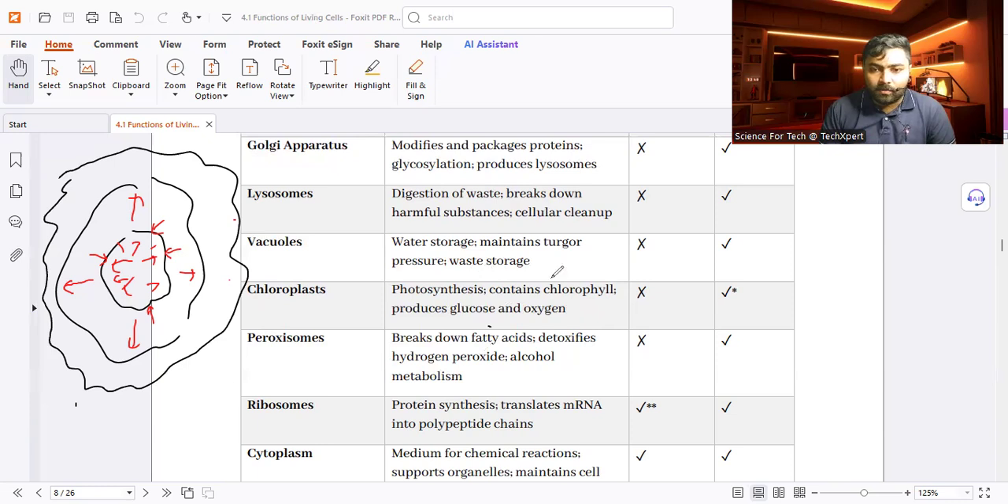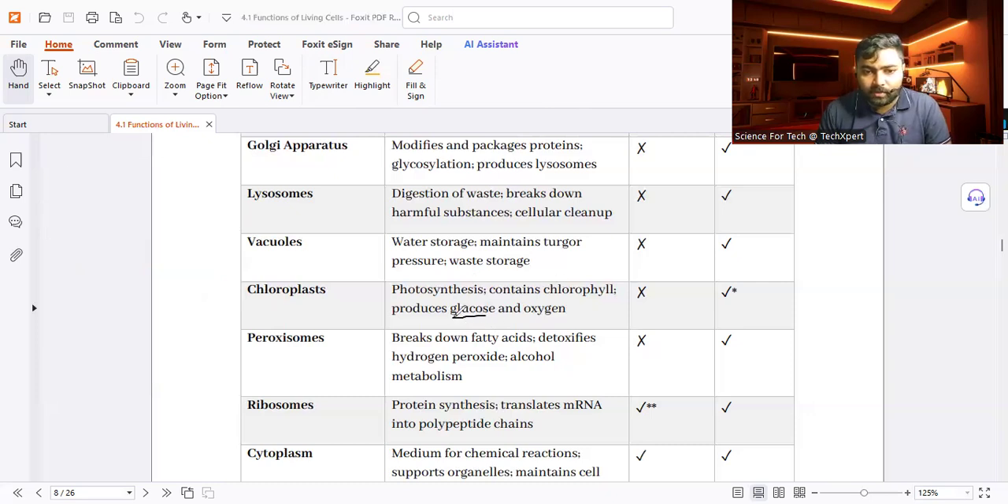And it can store water and it can store some pigment also. Then next one, we have chloroplast. The main function is photosynthesis, and it contains chlorophyll. Glucose and oxygen are the byproduct of photosynthesis.